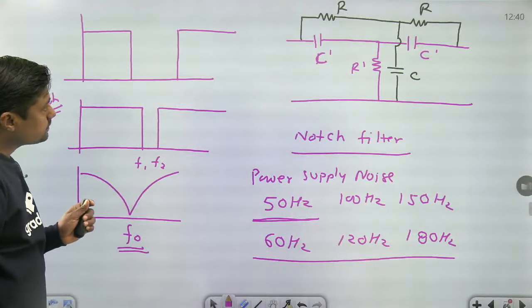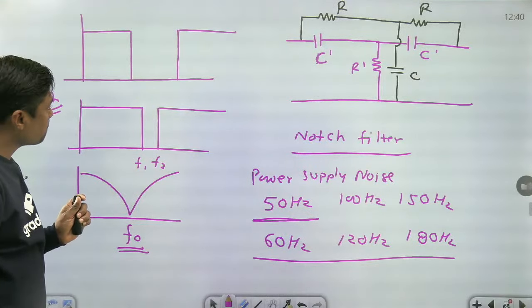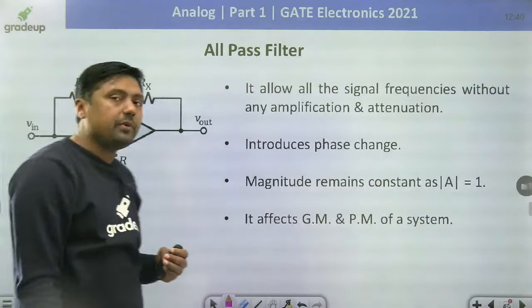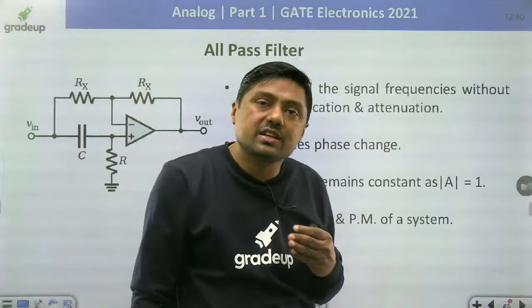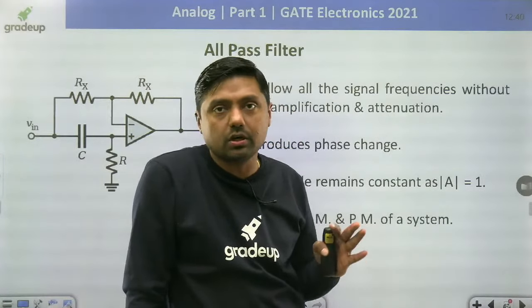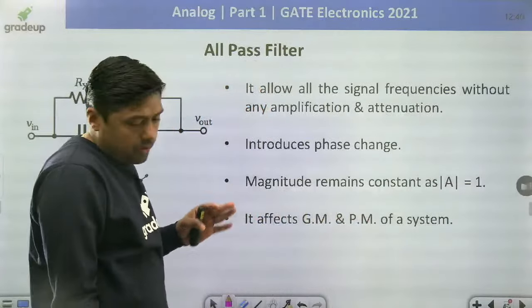Next one. All pass filter. An all pass filter means it will pass all the signal frequencies without any amplification or attenuation.